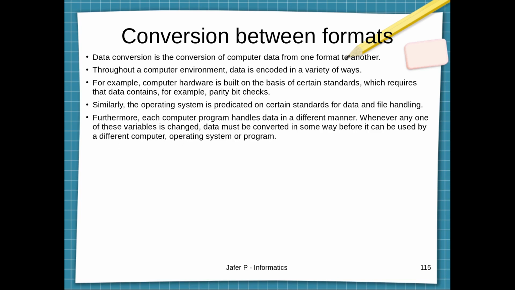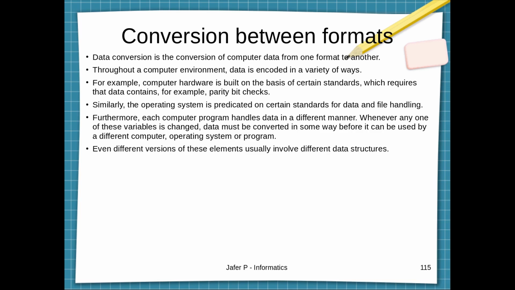I told you an example. If you want to open a file which was created using the Microsoft Windows operating system, and you are using Ubuntu to open that, Ubuntu will open that file. Before opening the file, it will convert that file format, which was created in the Windows operating system, into a format which is capable of running in the Ubuntu operating system. That is called conversion.